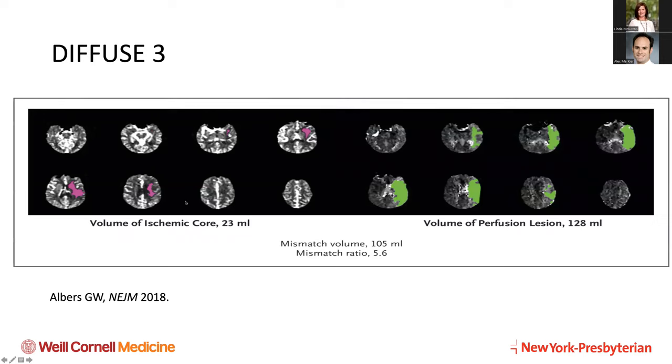They looked at, for example, in someone who had a left middle cerebral artery occlusion, the ischemic core, which again is the completely dead tissue that is never coming back, in this case, 23 cc's. And they looked at the perfusion lesion or the penumbra, which is the area that will die if the occlusion of the brain is not retrieved. And so in this case, it's 128 cc's. And so there's a mismatch volume of 100 cc's, meaning that you're never going to get back this 20 cc's of brain. But if you act now, you could potentially save 100 cc's of brain tissue.